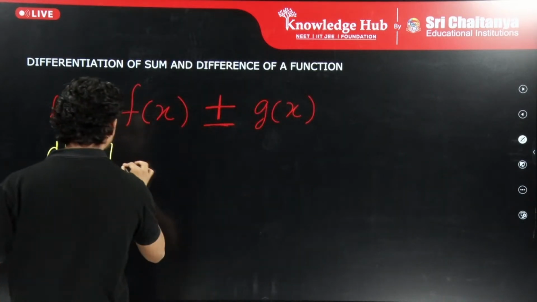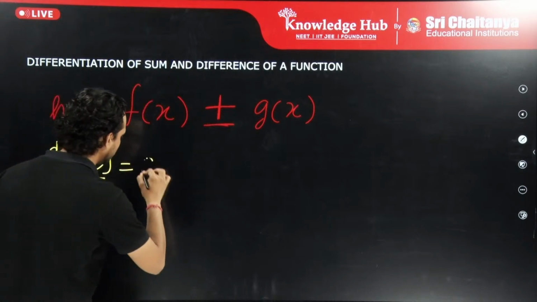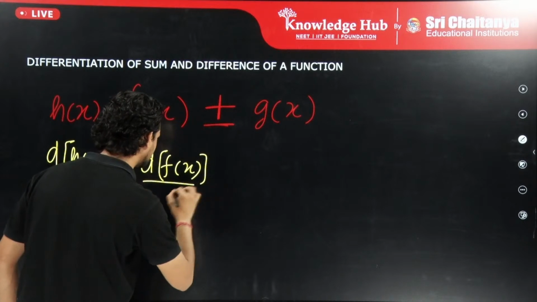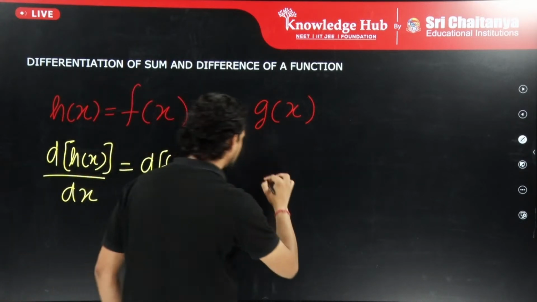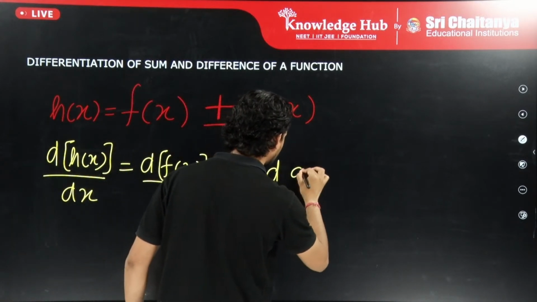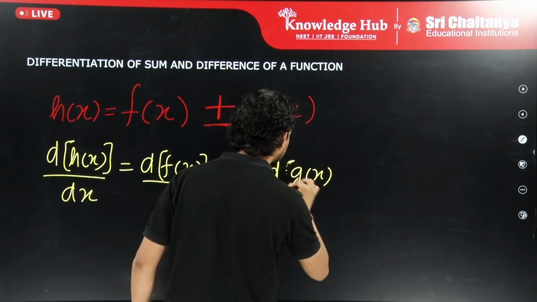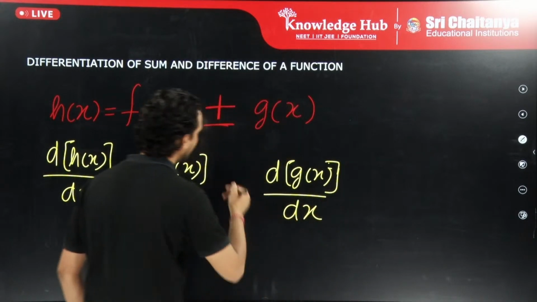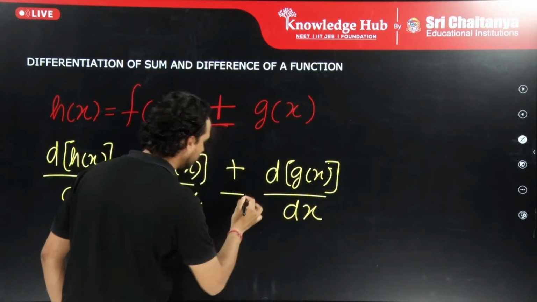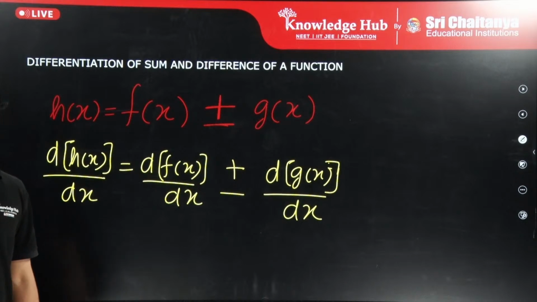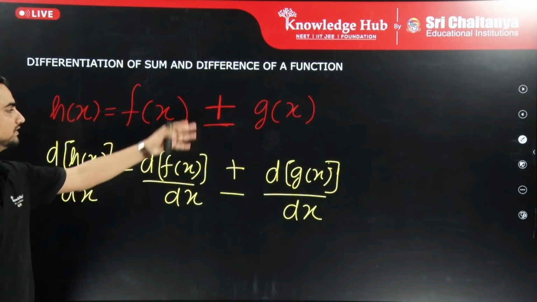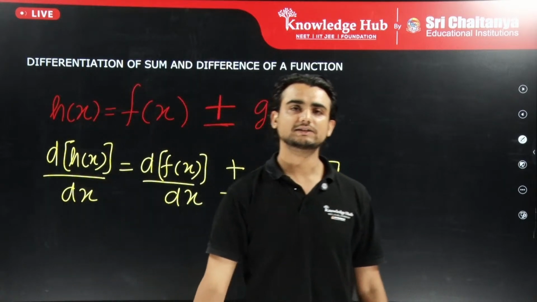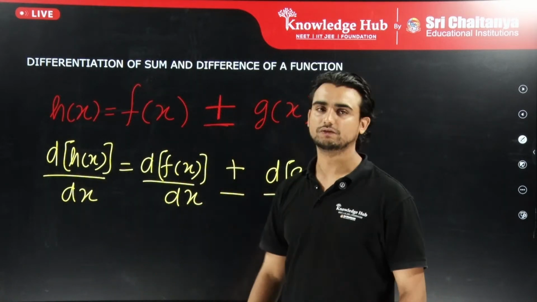So what do I get? I'll differentiate my function f of x with respect to x, I'll differentiate my second function with respect to x, and I'll write whatever sign is in between them. So what is the rule? Just differentiate the functions one by one, and write the sign which was there before.